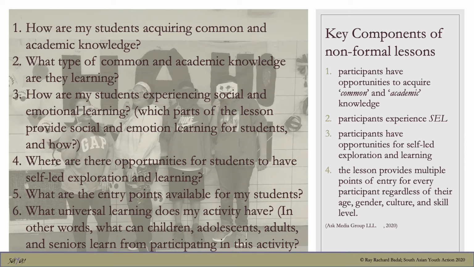In the case of your mini non-formal lesson plan reflection, we're going to be focusing on the following 6 questions. Number 1, how are my students acquiring common and academic knowledge? Number 2, what type of common and academic knowledge are they actually learning? Number 3, how are my students experiencing social and emotional learning? In other words, which parts of the lesson provide social and emotional learning for students and how? Number 4, where are there opportunities for students to have self-led exploration and learning?